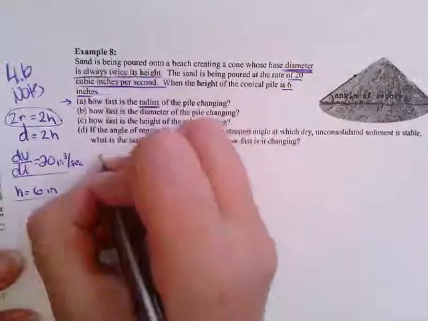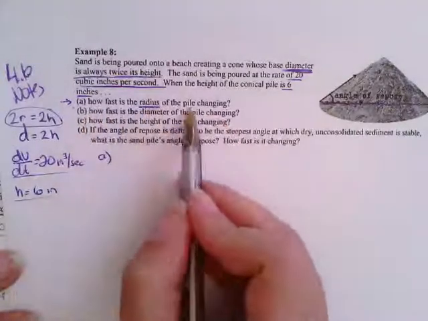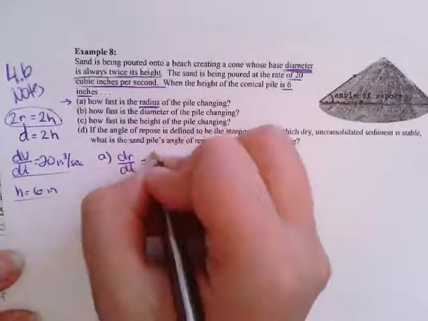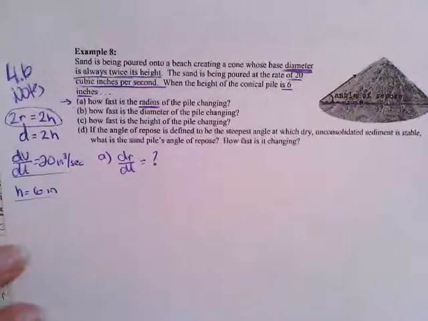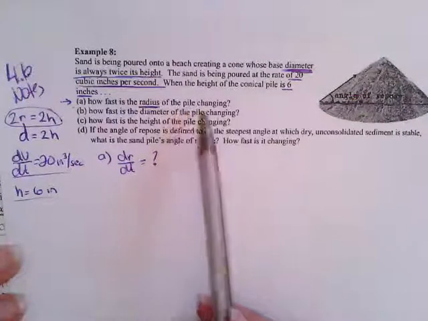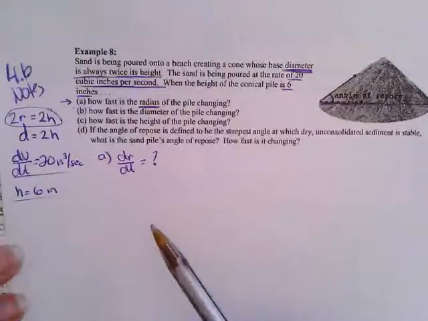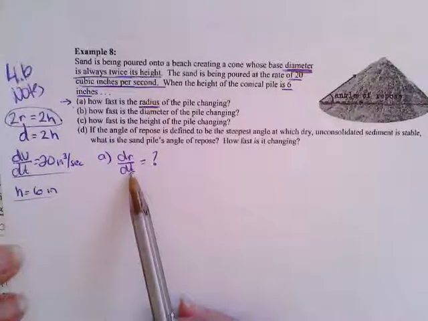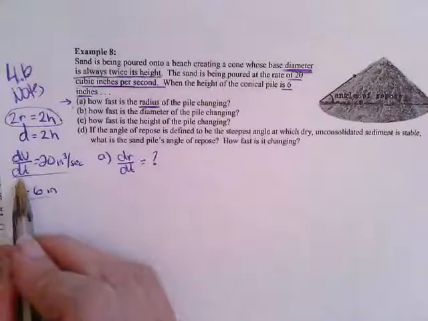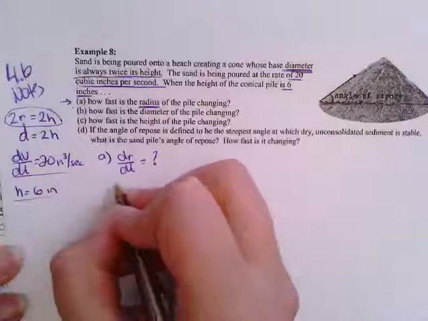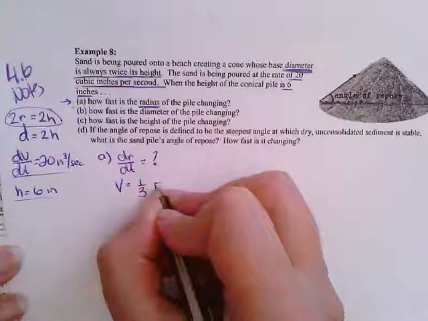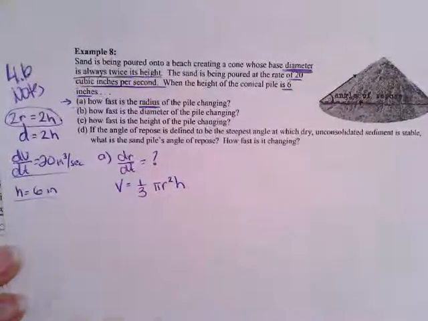So part A is asking how fast is the radius of the pile changing. So it is asking for dr/dt. So the first question is, all right, what is the general equation that I can use to find dr/dt given these pieces of information? And obviously it's going to be the volume equation of a cone. So the volume equation of a cone is V equals 1/3 pi r squared times the height.